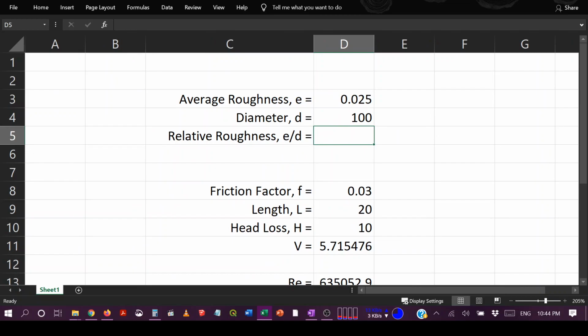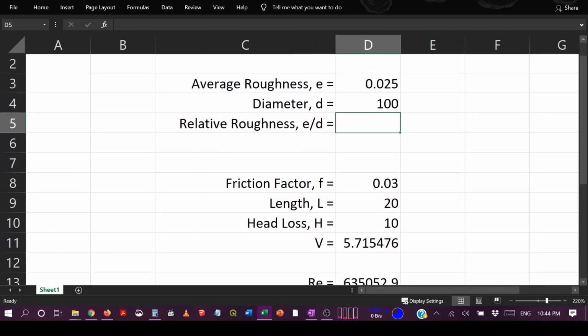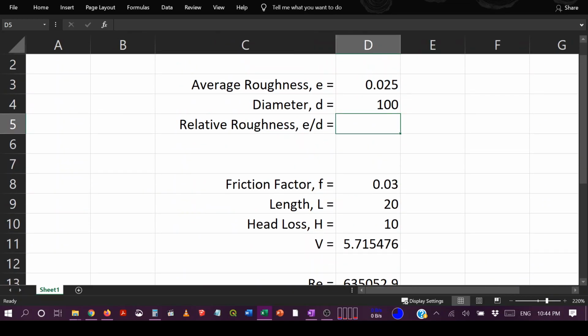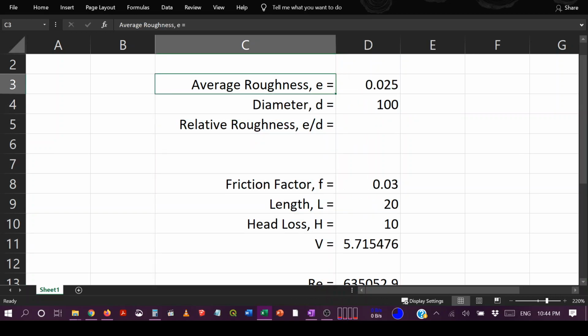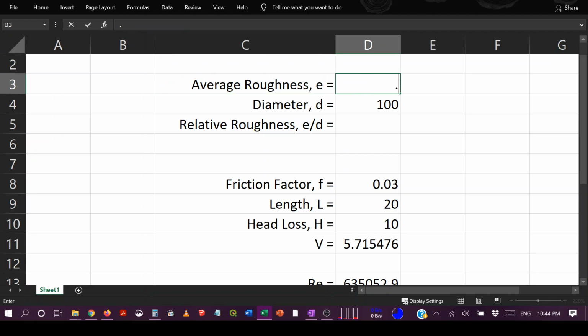This will also be an introduction to Excel for you. In Excel, I have already typed in the values, that is f equal to 0.02, we have taken 0.15, right? 0.15, and diameter is 100, and these are in millimeters. Now e by d, that is relative roughness, will be given by this value divided by this value.